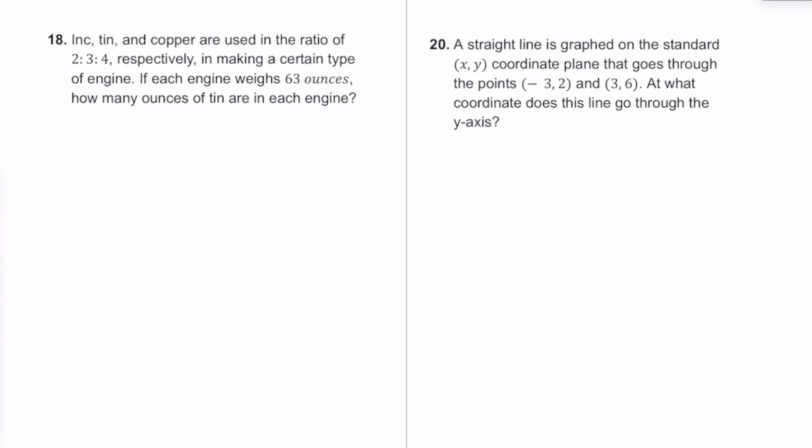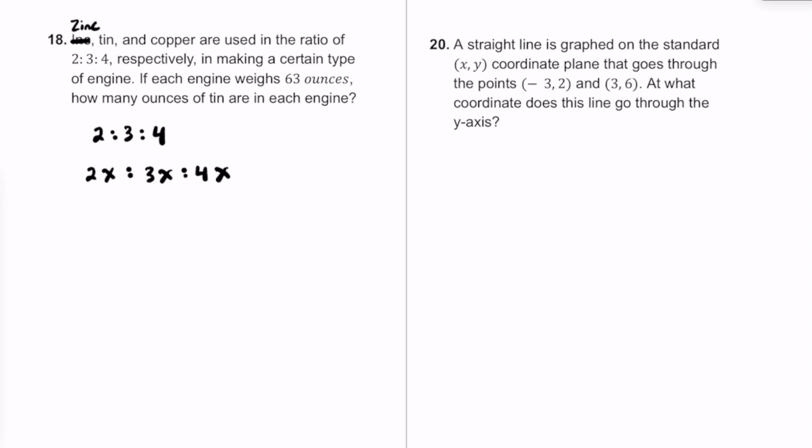Here is 18. So in 18 here, this is supposed to say zinc. So zinc, tin, copper are used in the ratio of 2 to 3 to 4 respectively in making a certain type of engine. If each engine weighs 63 ounces, how many ounces of tin are in each engine? All right, so if we know the ratio is going to be 2 to 3 to 4, then we know that it could be 2 to 3 to 4, or it could also be like 4 to 6 to 8 if you double everything. So to keep the same ratio, what we can do in these types of problems is just say this is really just 2x to 3x to 4x, right? As long as we multiply all of them by the same thing, then we're going to keep the same ratio.